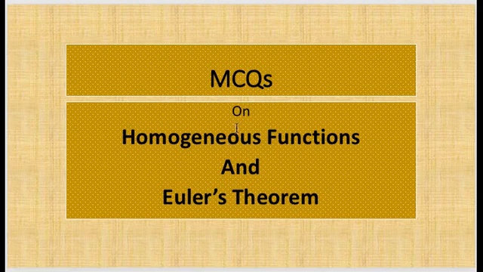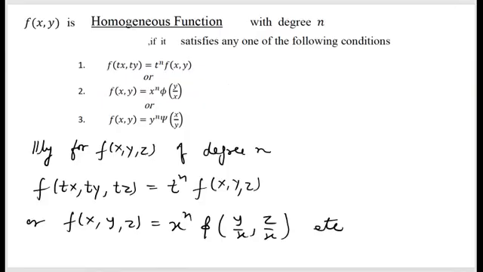So before talking about the MCQs, I want to quickly discuss the important results which are useful for that. Point 1: first remember how we define a function as a homogeneous function. There are three techniques. Either we can replace the variable by some parameter t or lambda, and if that parameter comes out with some power and you get back the function, it means it is a homogeneous function.